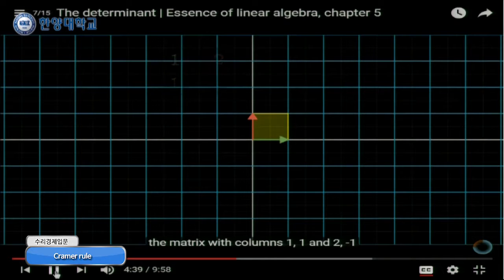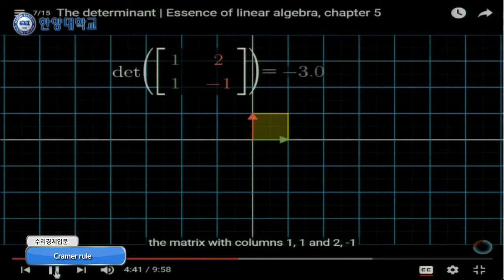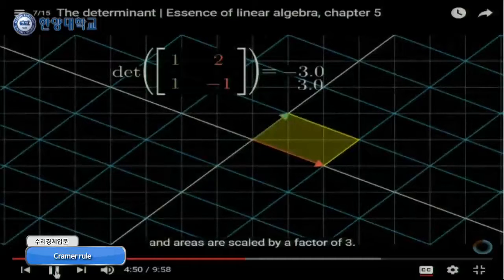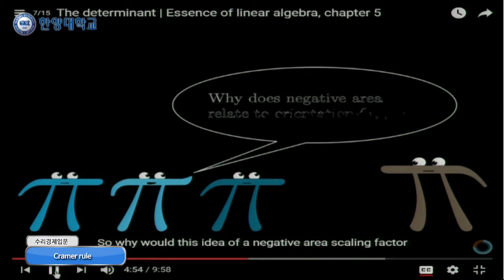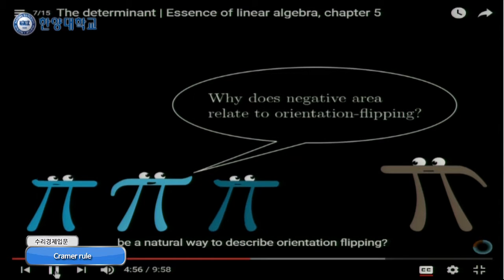For example, the matrix with columns 1, 1, and 2, negative 1 encodes a transformation that has determinant, I'll just tell you, negative 3. And what this means is that space gets flipped over and areas are scaled by a factor of 3. So why would this idea of a negative area scaling factor be a natural way to describe orientation flipping?